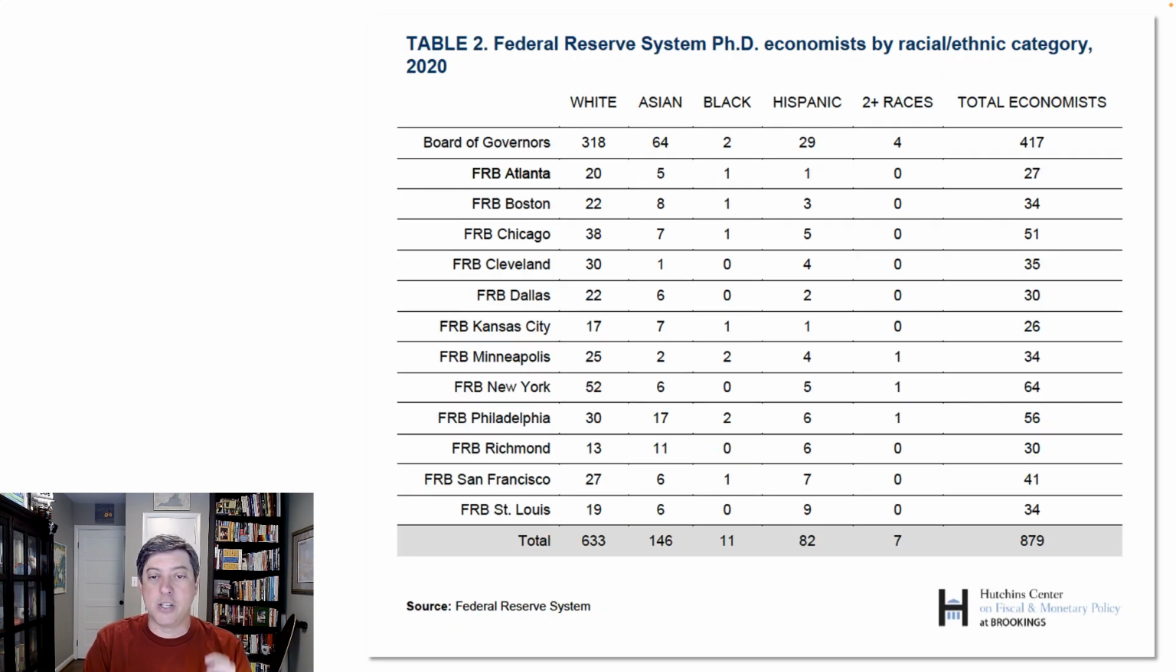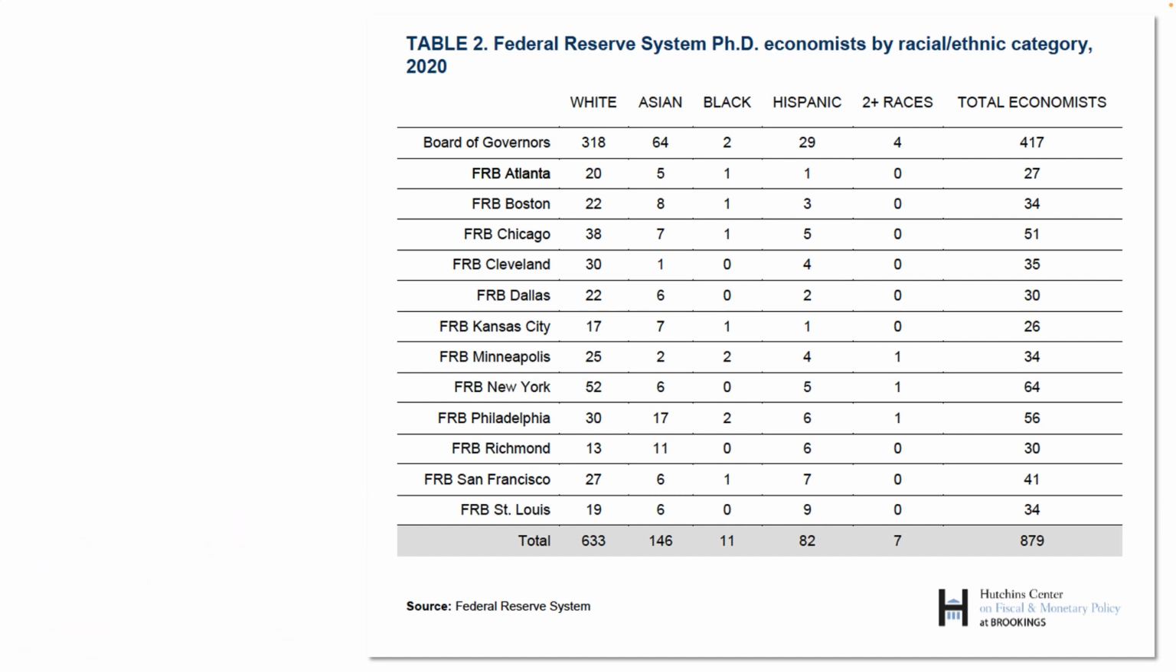Well, I'm going to give you a second just to take a look at this table from the Brookings Institution. Here they have the number of PhD economists in each Federal Reserve bank. The banks are ordered along the first column along the rows, and the racial groups along the columns in the first row. I'm going to give you a moment just to take a look at the ordering along both those dimensions.